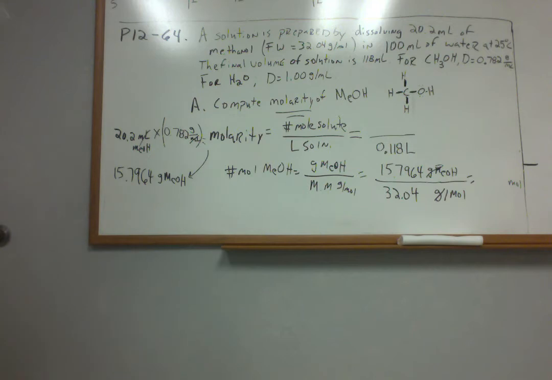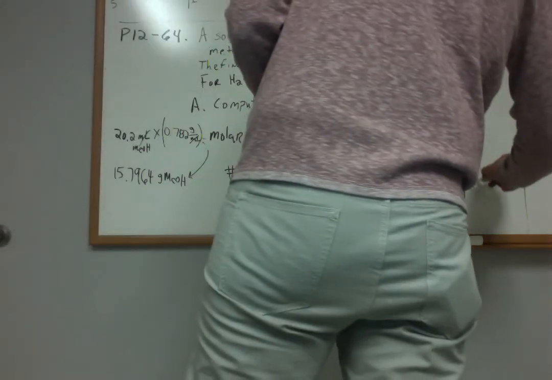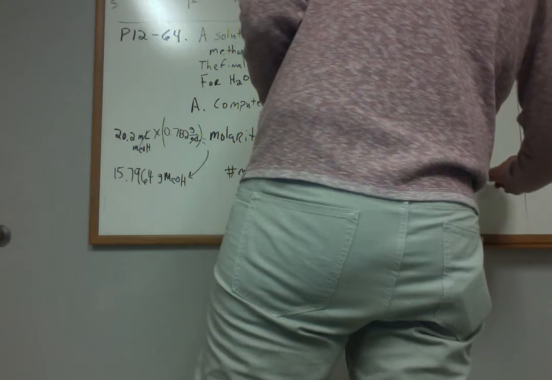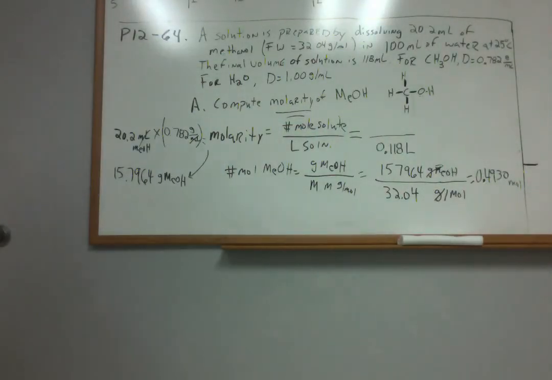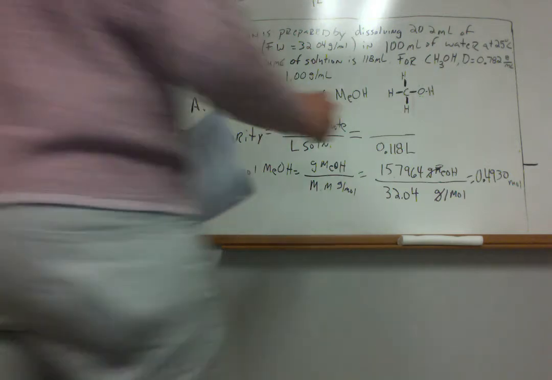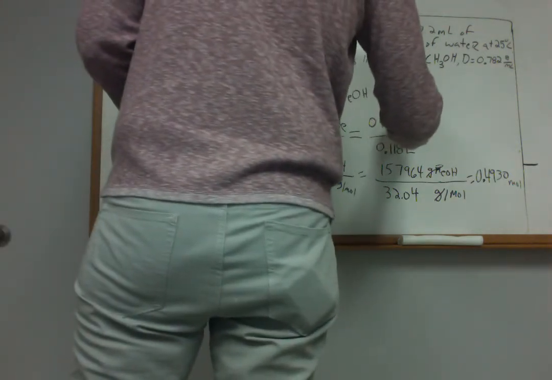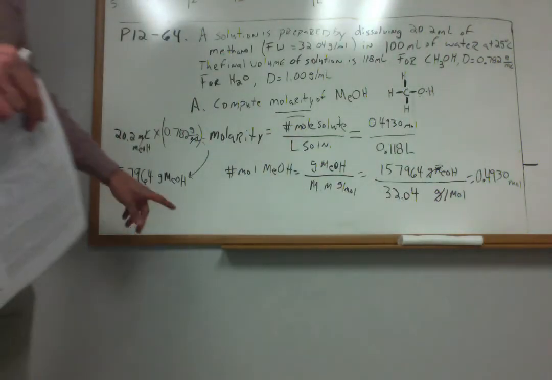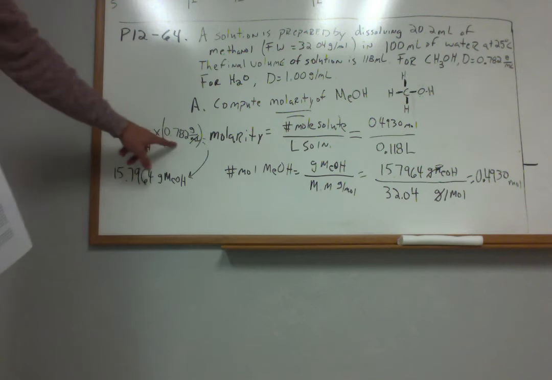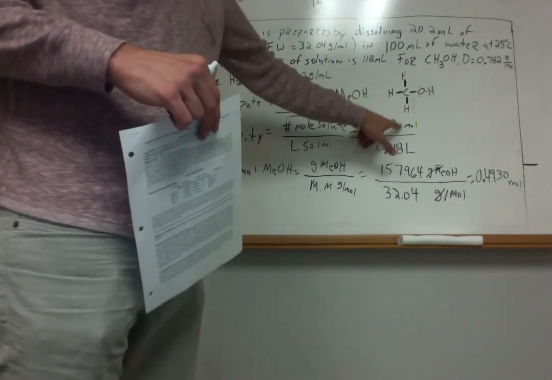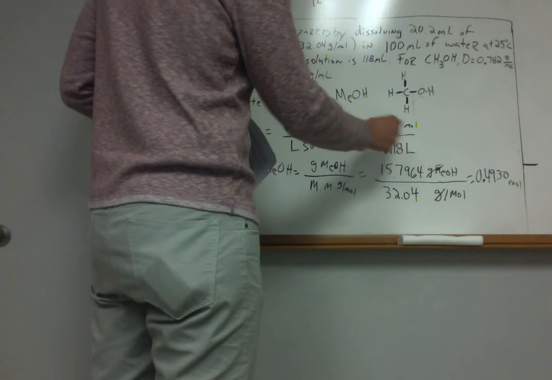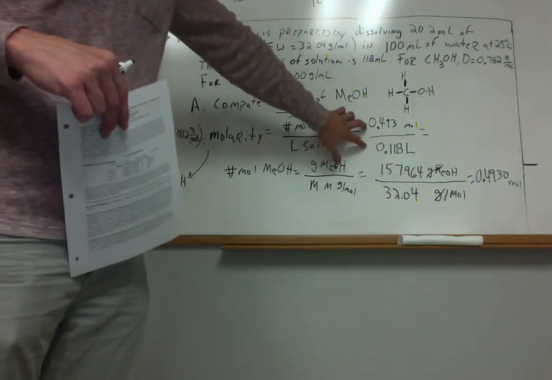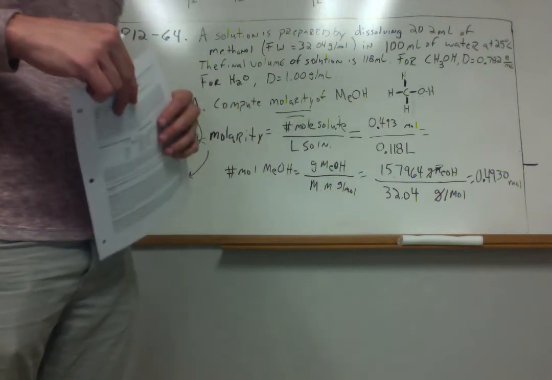And if I do the math on that, I get 0.4930 moles of my methanol, my solid. Okay. And again, if I'm going to truncate that to sig figs, I had 3 here, so my answer should have 3. I'll just ditch this 0 and write 0.493. But you can see what I've done. I computed the number of moles of methanol, and now I'm ready to compute molarity by taking my number of moles divided by my liters of solution.